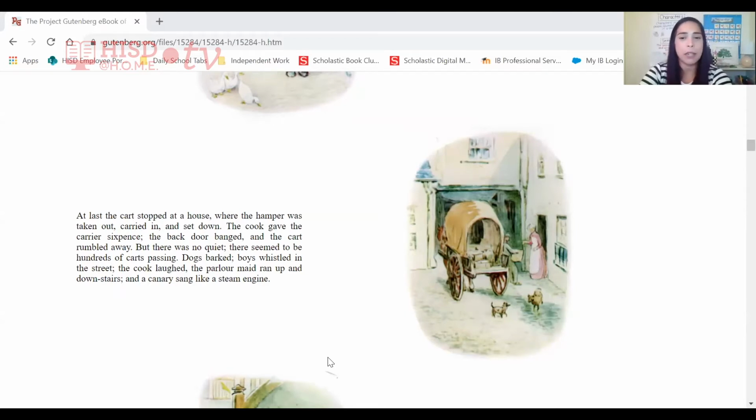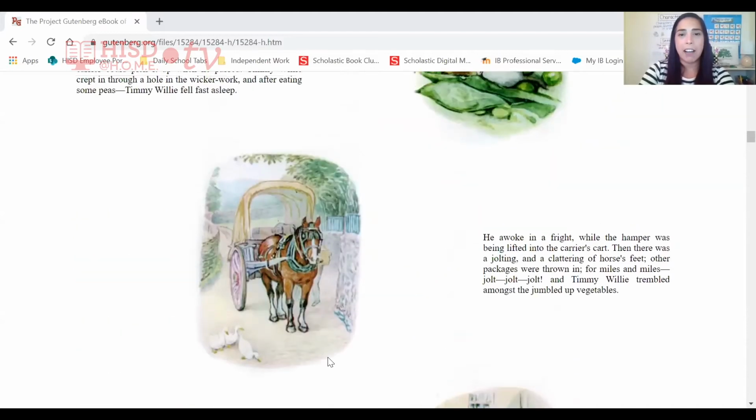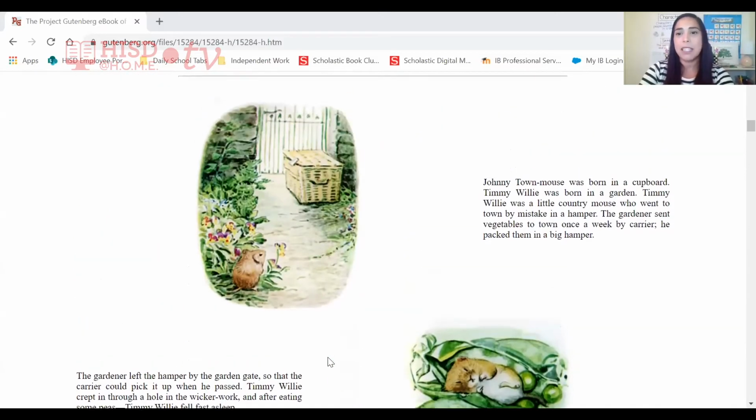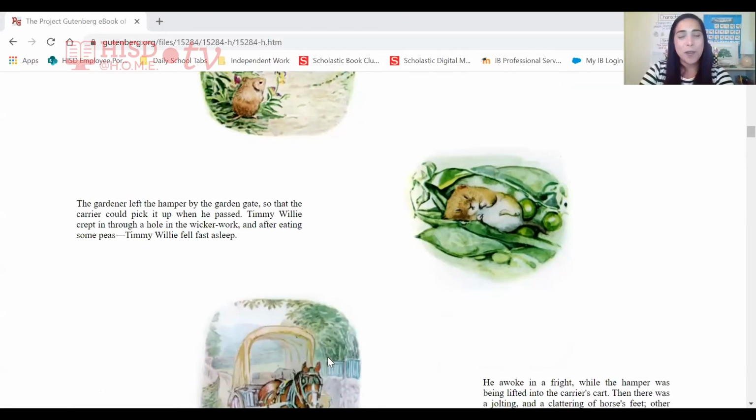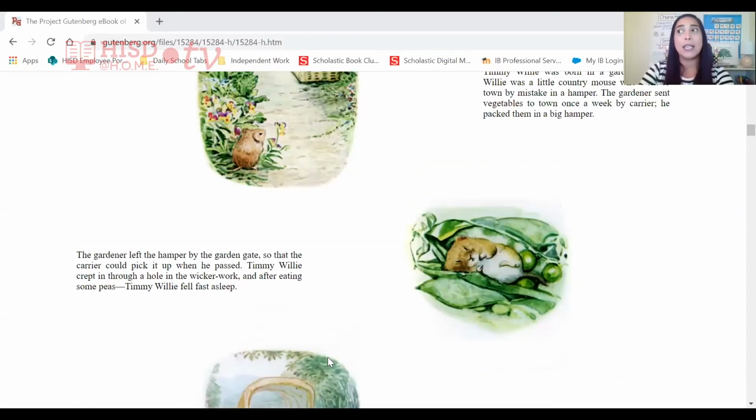Now, boys and girls, I want to make an inference just while we're reading right now. So first off, we have Timmy Willy in the garden. And we know that he has made a little mistake by going into this hamper. He's fallen asleep, and now I am inferring that he's no longer in the garden. And I know those things because I have a lot of clues to support that.